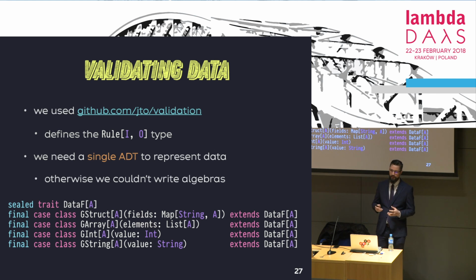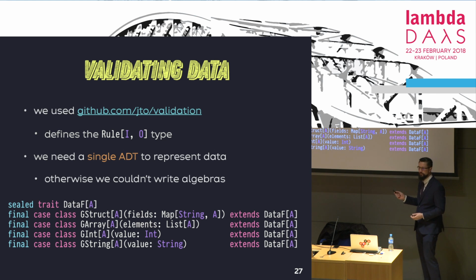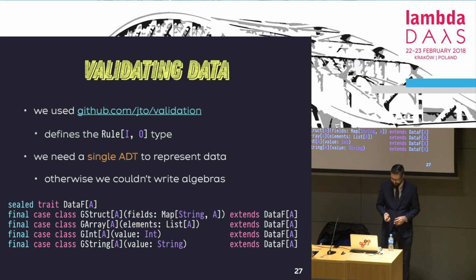The problem with algebras is that you have to have a single carrier. So we needed to define a new ADT to represent data so that we could write algebras with a single output. Again, it's really simple. We called it DataF. It's almost the same as the schema, but now arrays have lists of elements and not only the type of the elements. It's the only difference.